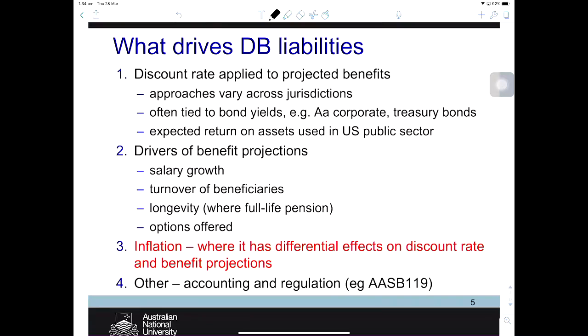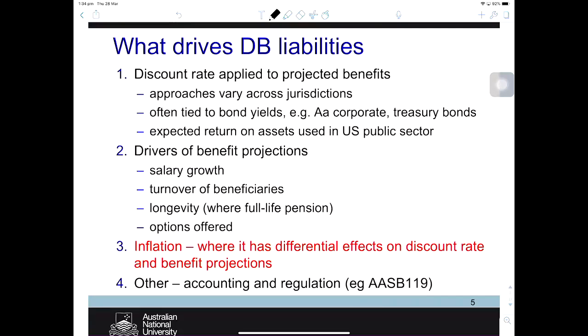Longevity as well, so the pension is paid to the member until the last day of their life. All of these factors will affect your benefits projection. With these two parameters, we can intuitively do a valuation of the net present value of the projected benefits.